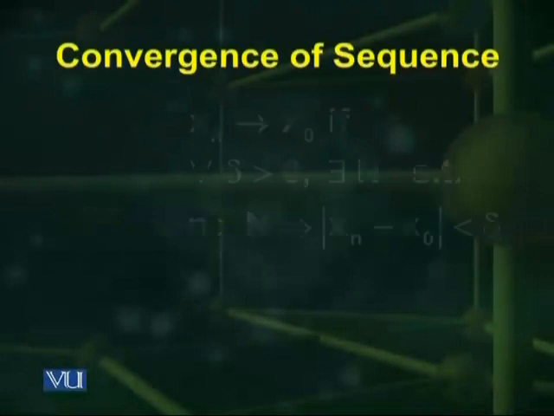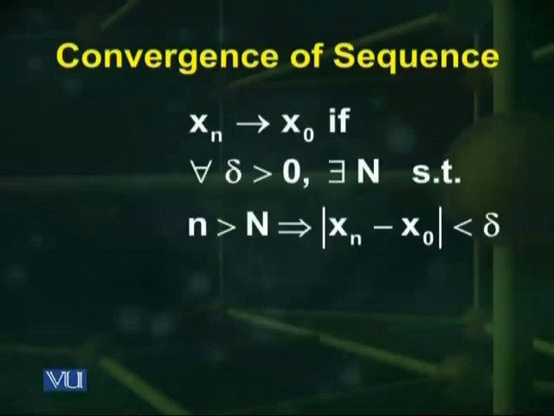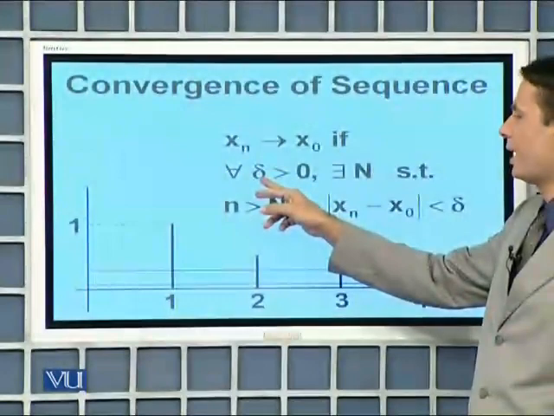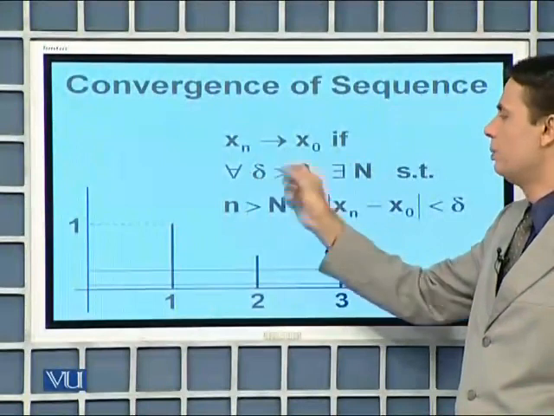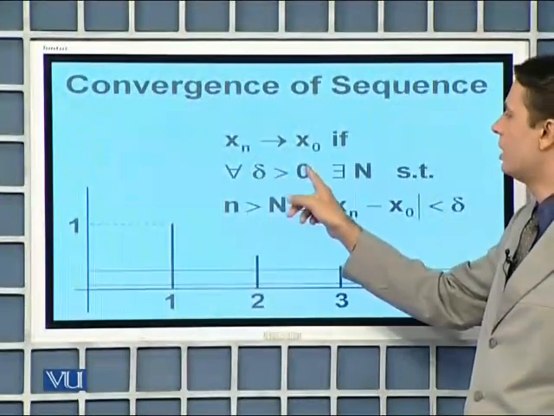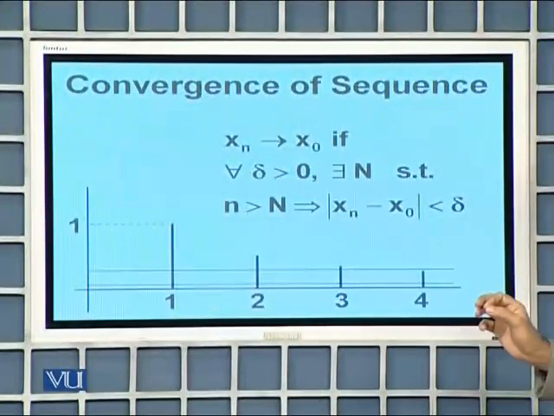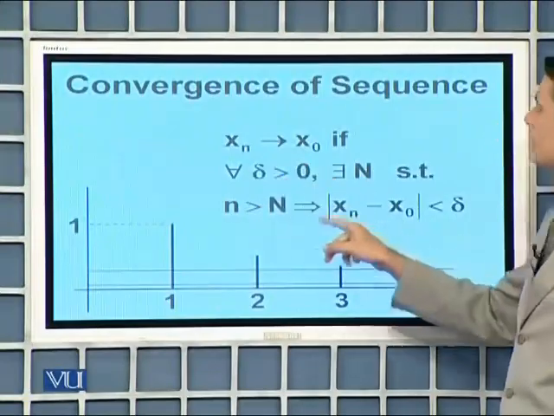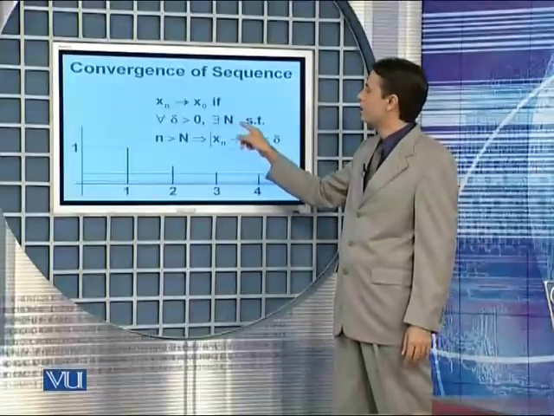Let's have a look at the precise mathematical definition of convergence. So if you have a sequence of numbers xn and this approaches a destination value x0, then it is called to be converging to this value if you pick a number delta. This is called the limit. Pick any small number delta greater than 0. Then after you pick this, I'll give you a capital N.